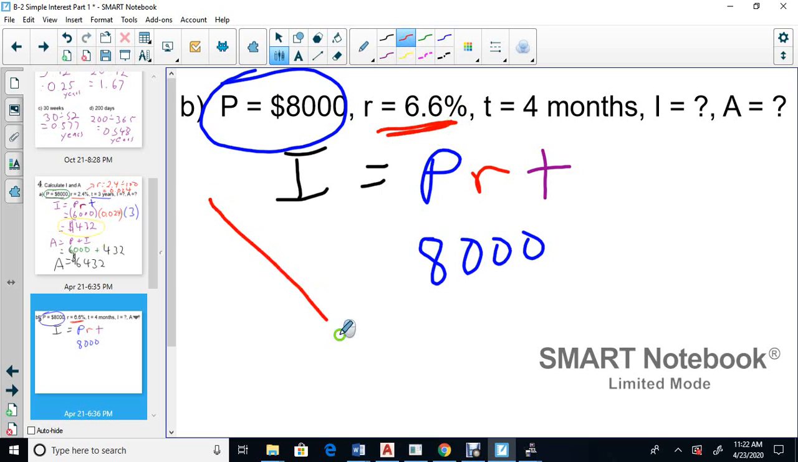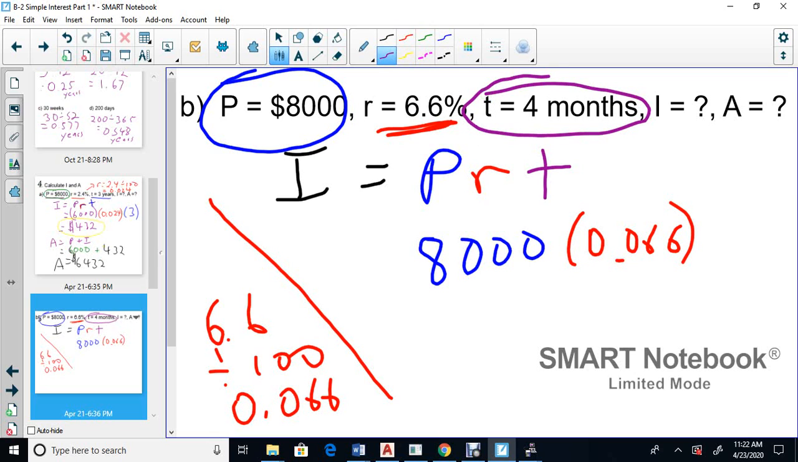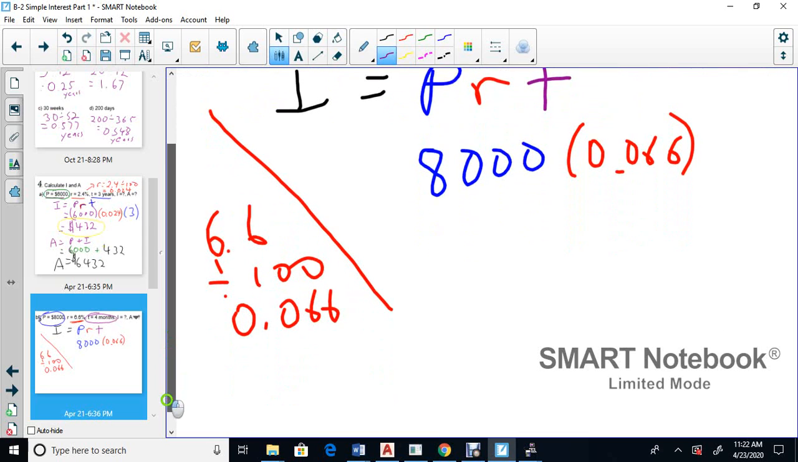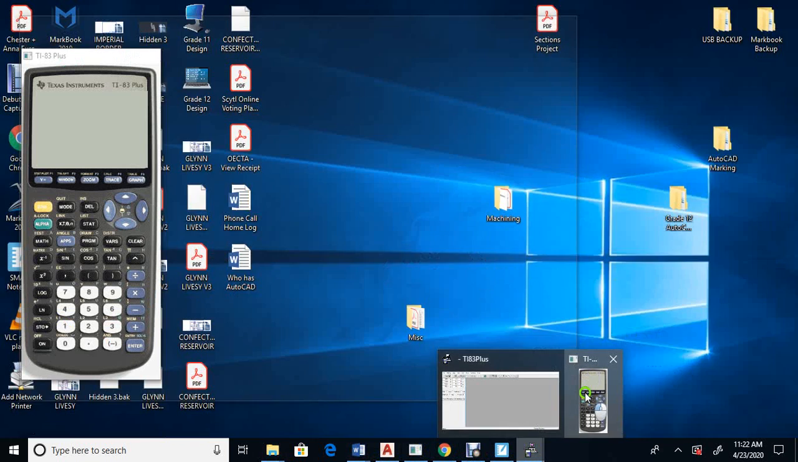R. That's 6.6, so somewhere on the side. So I got to go over here somewhere on the side. 6.6 divided by 100, it's 0.066. So in here I put 0.066. And then the time right here, 4 months. I need some room here. So it's 4 divided by 12. I'll bring it down a little bit here on the side. 4 divided by 12. Let's see what that works out to.